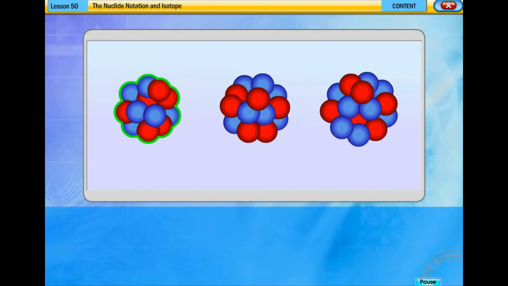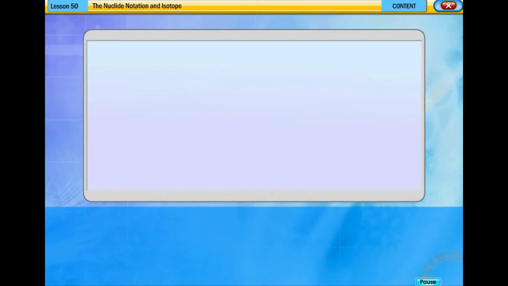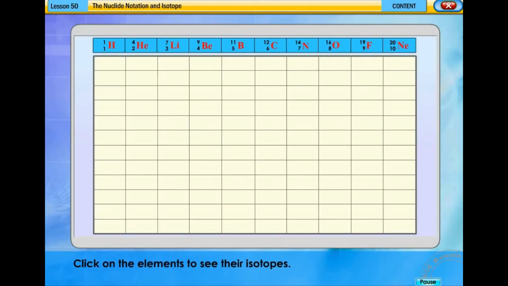Carbon atom with a nucleon number 12 is written as carbon-12. Carbon atom with a nucleon number 13 is written as carbon-13. Carbon atom with a nucleon number 14 is written as carbon-14. Click on the elements to see their isotopes.